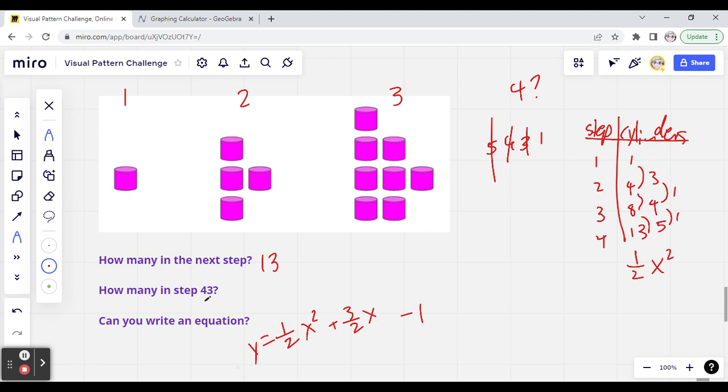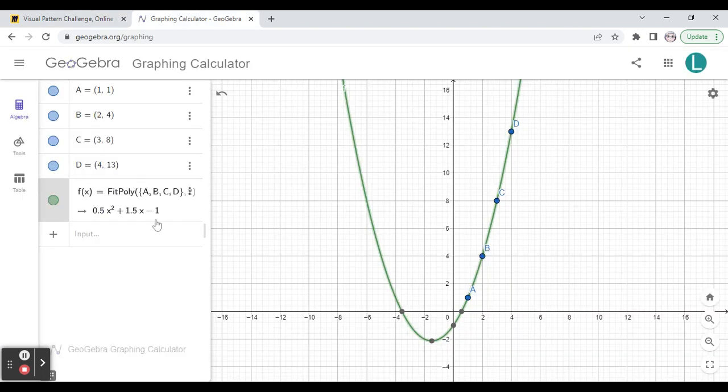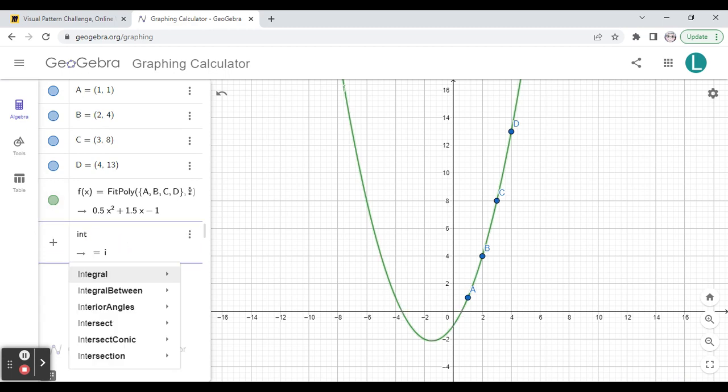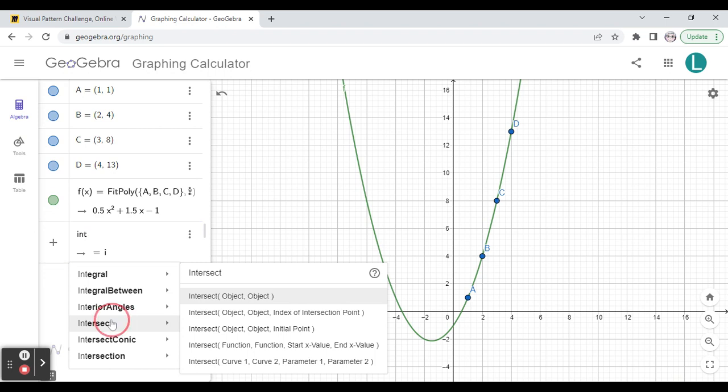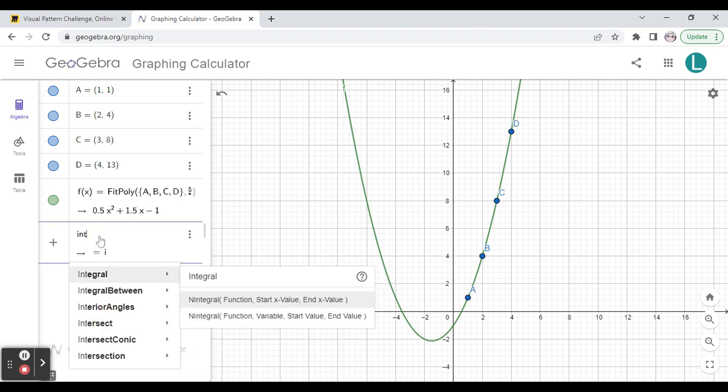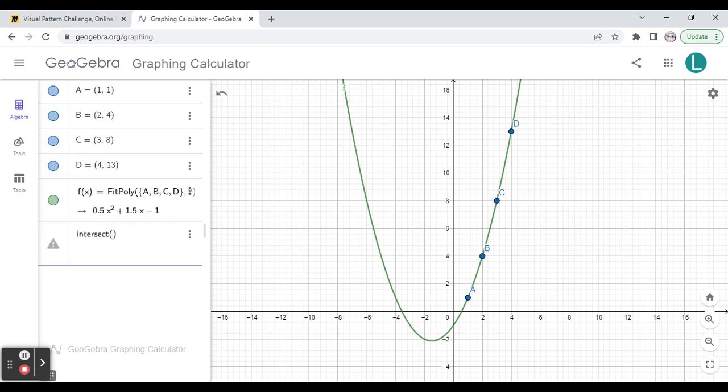How about step 43? I mean, plugging 43 in there is kind of a pain too. We certainly could do that, especially if we have a calculator. Luckily, we have a great calculator right here, and we can actually find the intersection of two items, I'm pretty sure. Yeah, intersect, and then it's just object and object. Okay, so intersect and parentheses. So one object is this function f, and the other object, would have to be missing a step here. We don't have anything to intersect with this, so I'm going to just make another line, x equals 43, because we want to know where x equals 43.